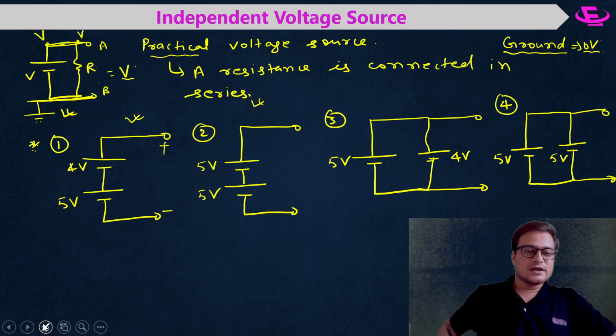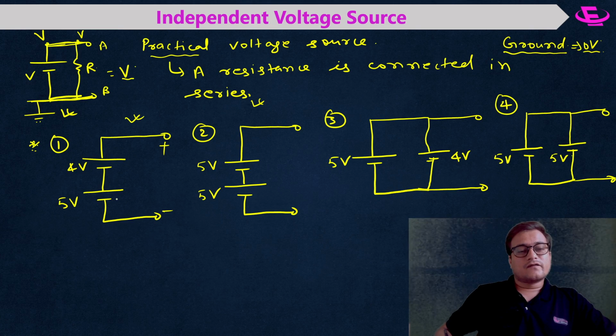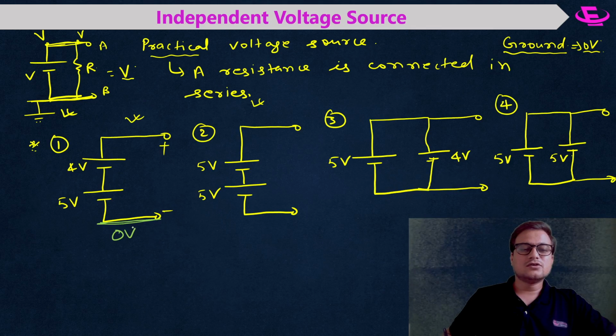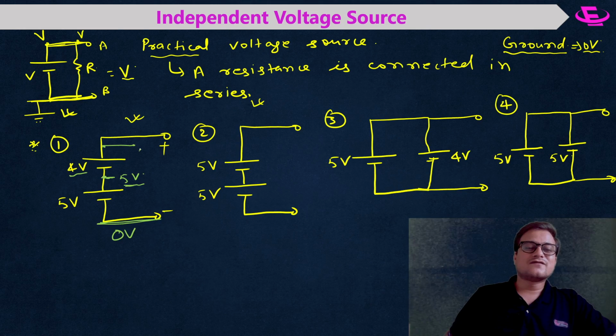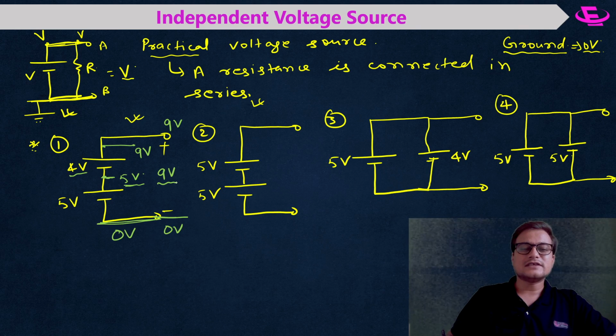So come to the first condition. What do you see? This is the reference terminal or ground terminal, its potential is 0 volt. Now there is a battery of potential 5 volt, so at this terminal the potential will be 5 volt. After this battery you have another battery, its potential is 4 volt. So here the potential will become 5 volt plus 4 volt, that means 9 volt. The ground terminal is 0 volt and this terminal will be 9 volt. So the total potential is 9 volt minus 0, that is 9 volt. This will be the answer to the engineer sahab.